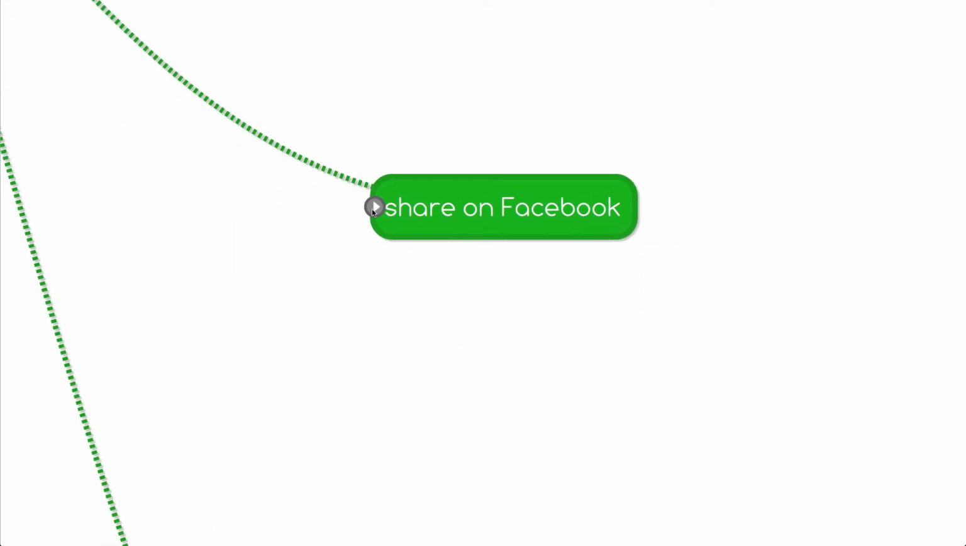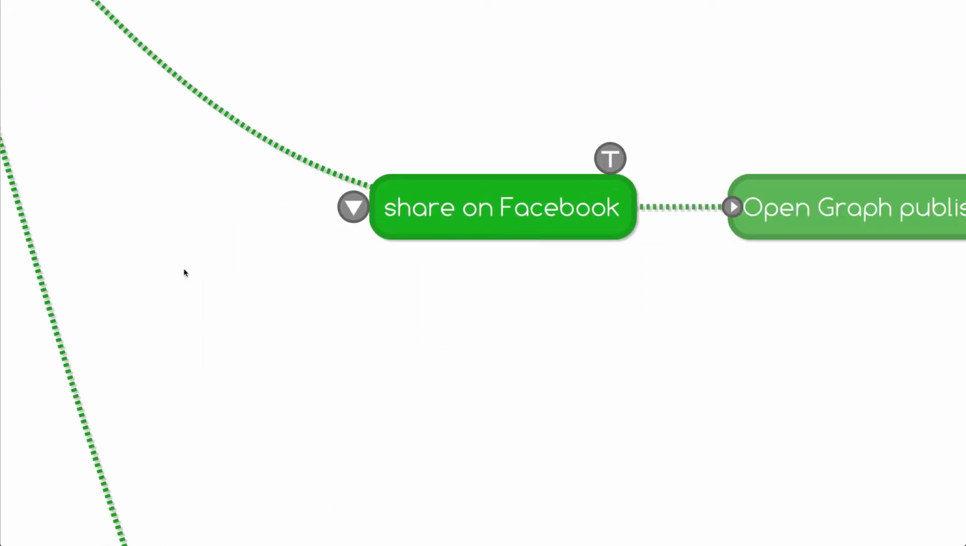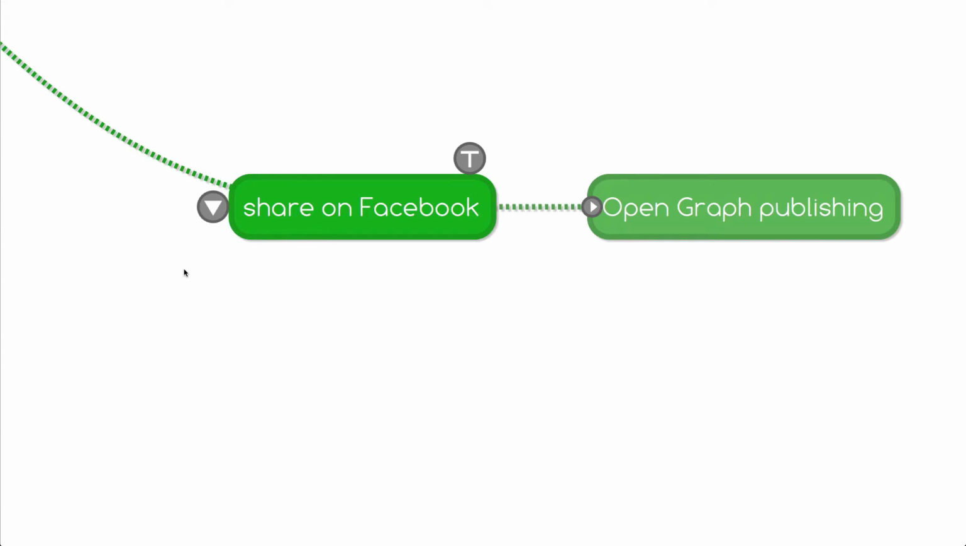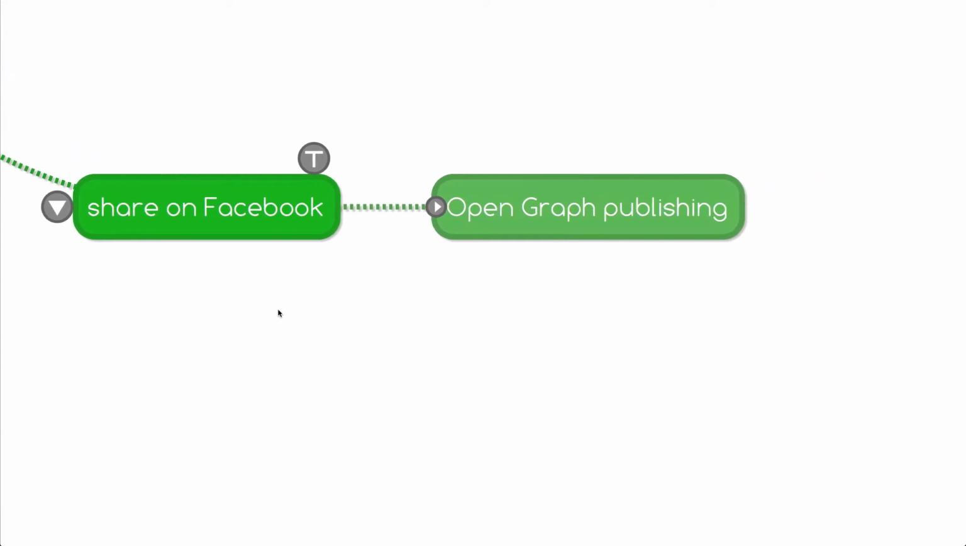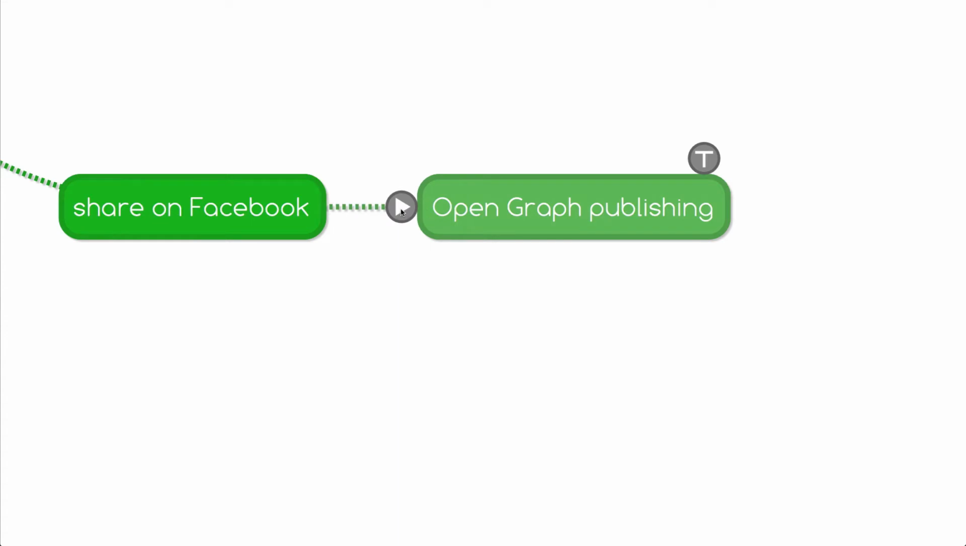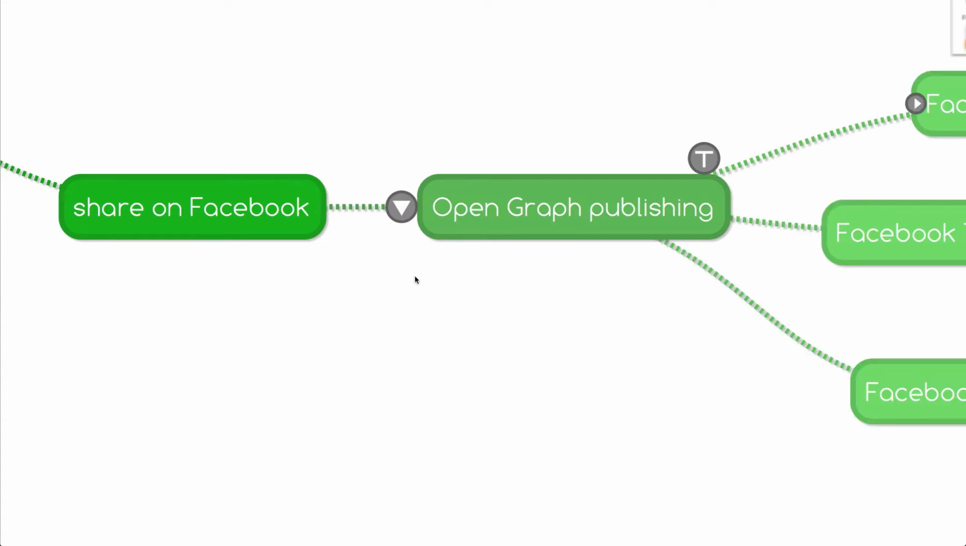Now this is pretty important because once they click that access free gift, they're going into what's called Open Graph Publishing. What that means is we're using the Facebook Open Graph, which is something that many Facebook application developers are not really using right now.